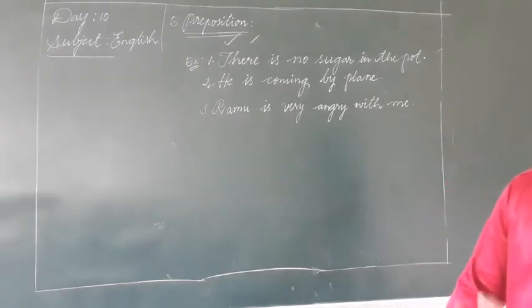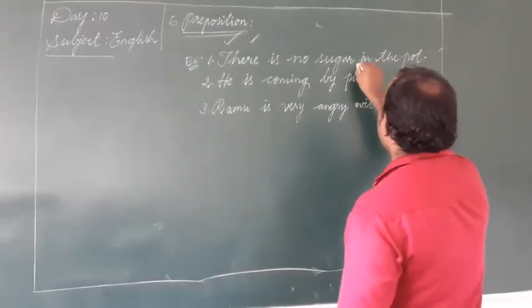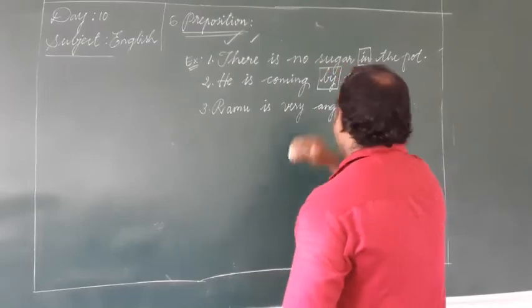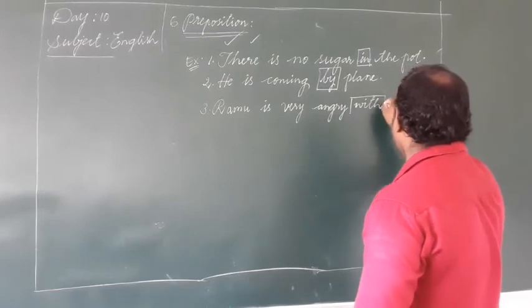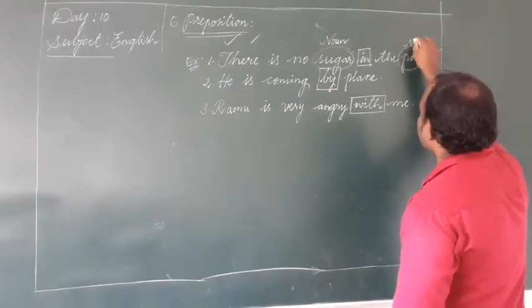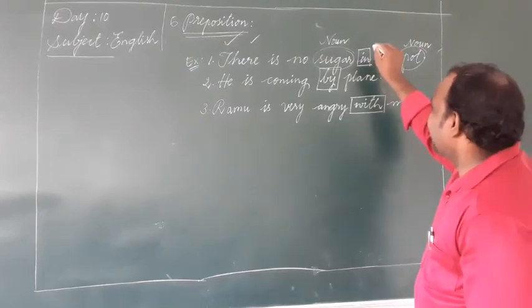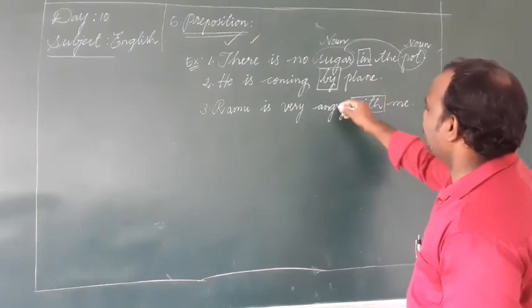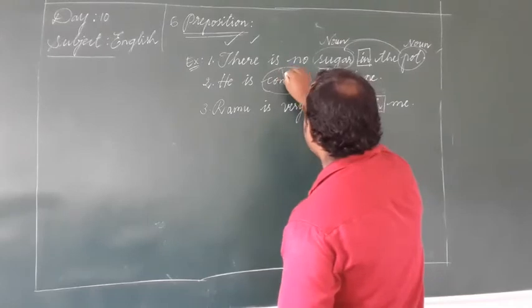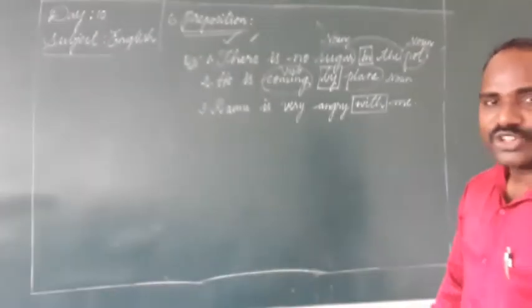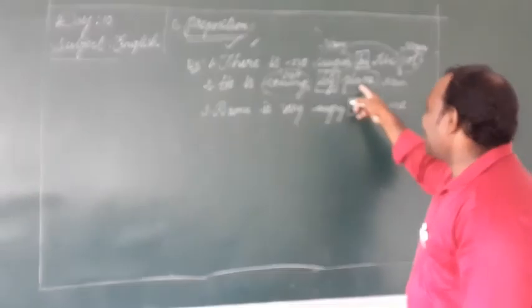Once look at these three sentences. First sentence, there is no sugar in the pot. Here, in is a preposition. In the second sentence, by is a preposition. In the third sentence, with is a preposition. In the first sentence, sugar is a noun, and the pot is also a noun. That means the preposition in shows the relation between two nouns. Second sentence: coming is a verb, plane is a noun. Here the preposition by shows the relation between the verb coming and the noun aeroplane.